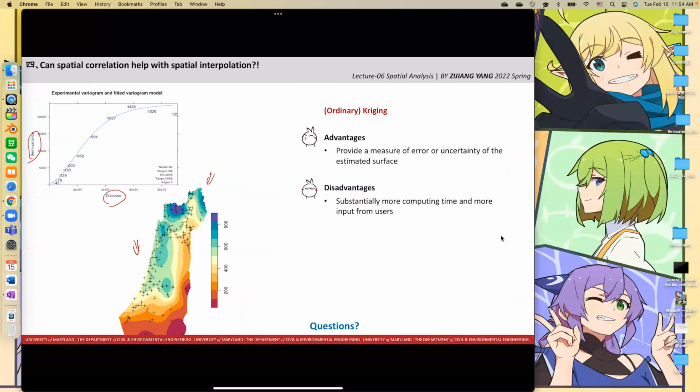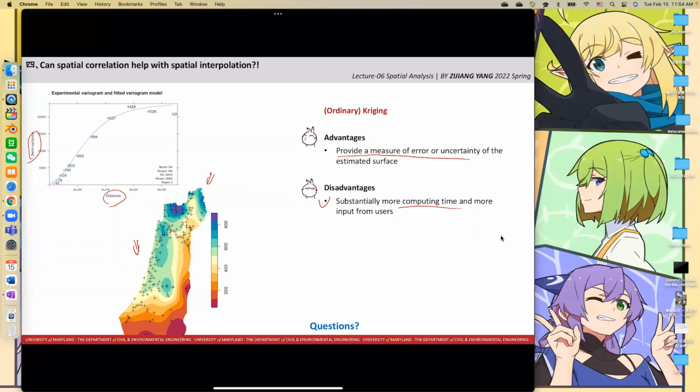For kriging, it has the advantage that it provides a measure of error, because we express the uncertainty or standard deviation of the estimated value. But the disadvantage is that it is computationally intense. We can see the formulas are creepy. Do you guys have any questions about kriging?